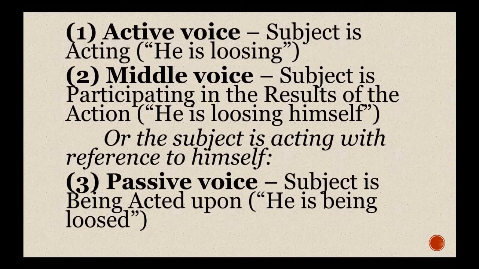And then we have passive voice. The subject is being acted upon. He is being loosed. He's not doing it himself. It's happening to him. Someone else is doing the action. So in this case, you're going to have a doer reflected outside of the verb.